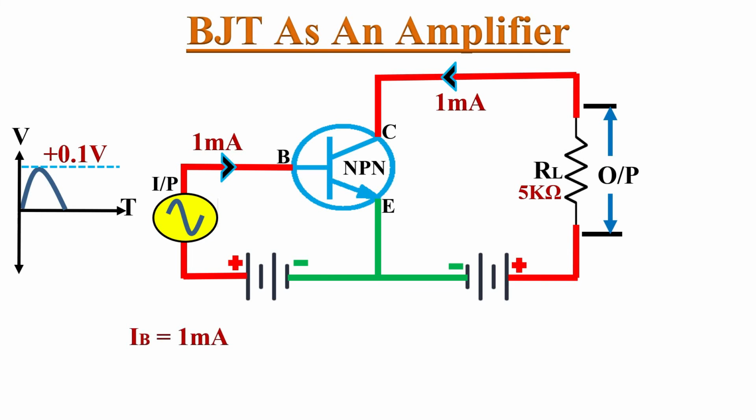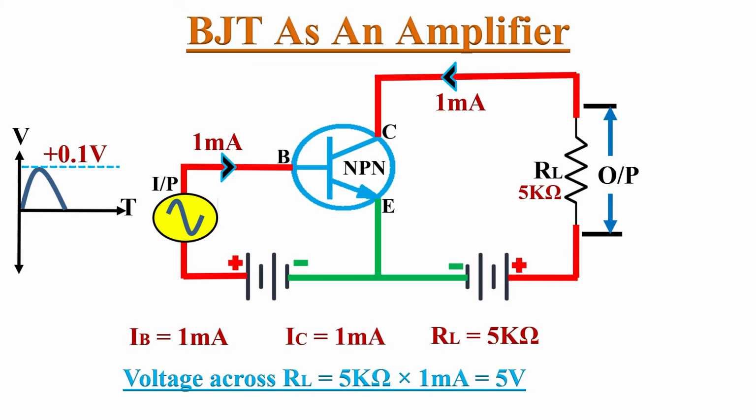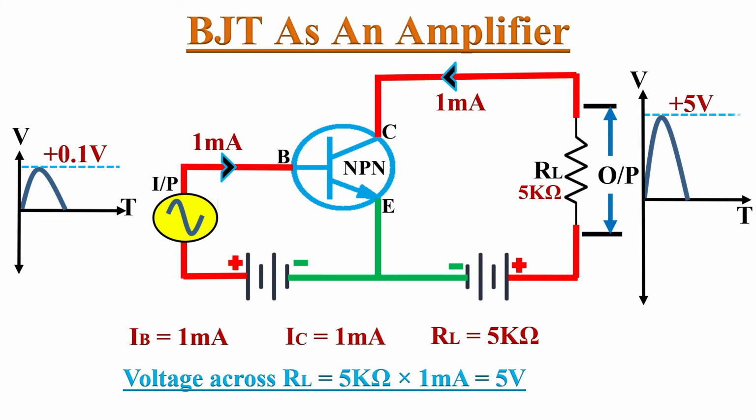Here base current is 1 milliampere. Collector current is also 1 milliampere. So the load resistance 5 kilo ohm placed in the collector would produce a voltage of 5 kilo ohm multiplied with 1 milliampere. That gives 5 volts at the output. Hence, it is observed that the 0.1 volt input signal will be amplified to 5 volts in the output. This means the voltage level of the signal is amplified.